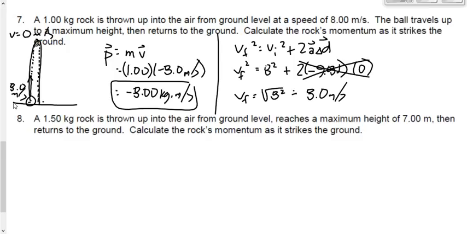Question 8 requires us to do a little bit of math to find VF, unlike question 7. Can't just use logic here. The momentum as it strikes the ground is m times VF, but we don't know what VF is. Suggestion? Gotta do some math here.